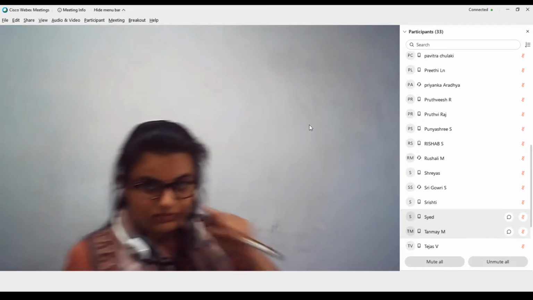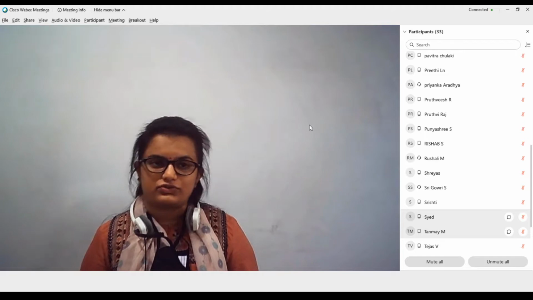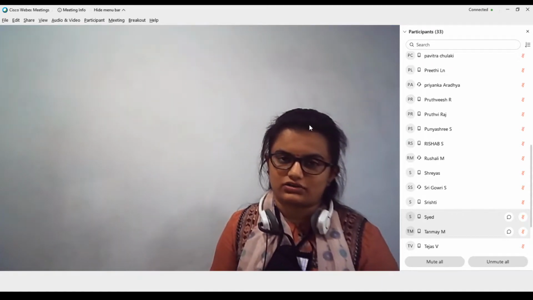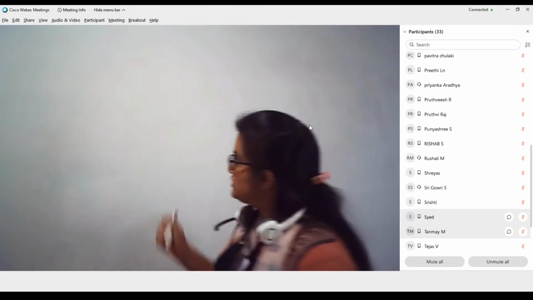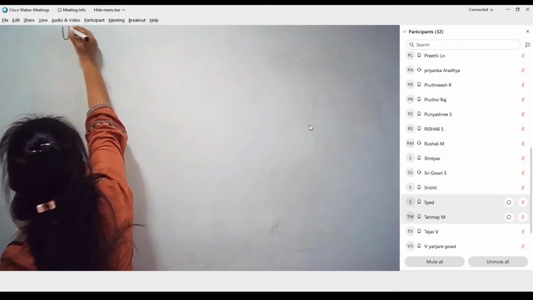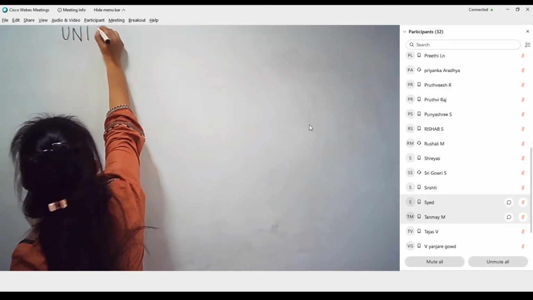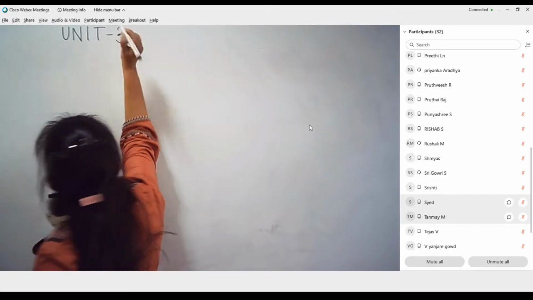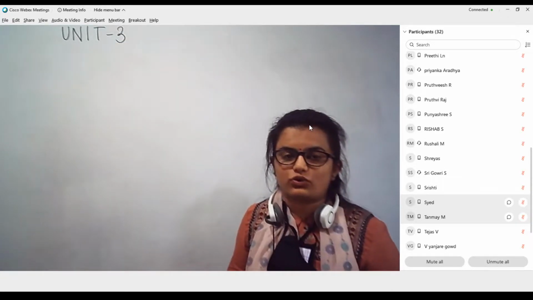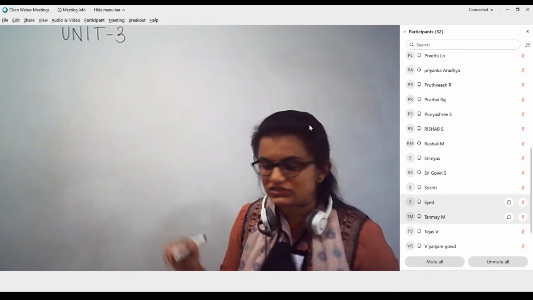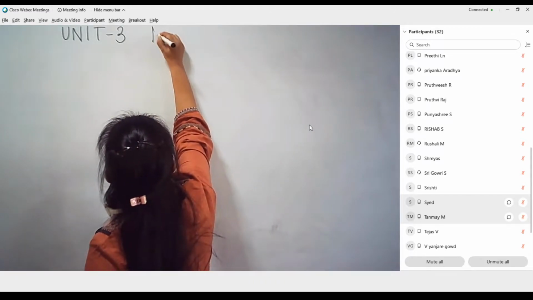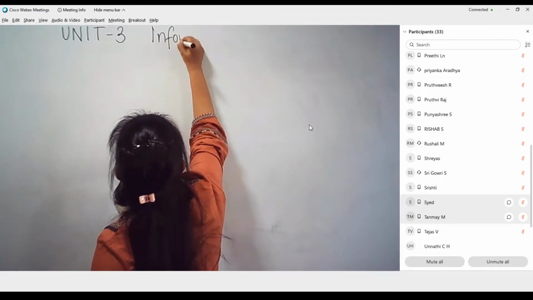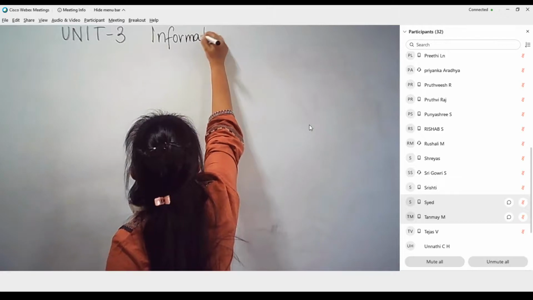Yes, good afternoon everyone. So I'm going to start off with unit 3 of our digital communication and coding theory. In this unit 3 we are going to discuss from here onwards. We will be mostly interested in the topic called information theory and coding.